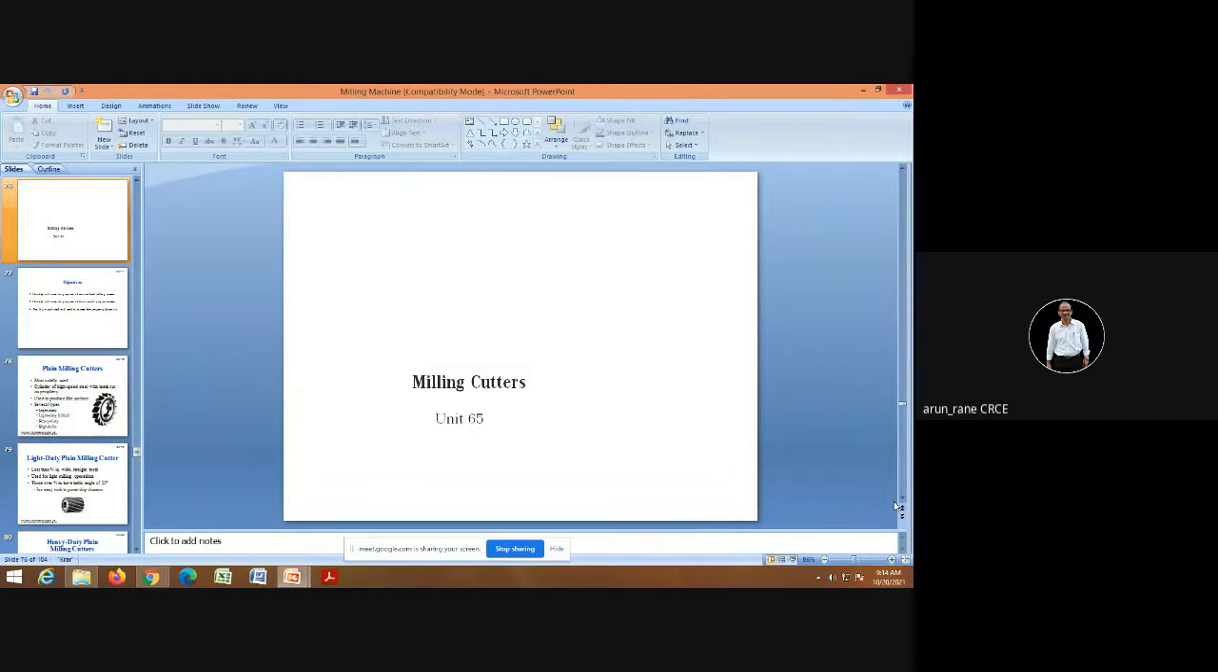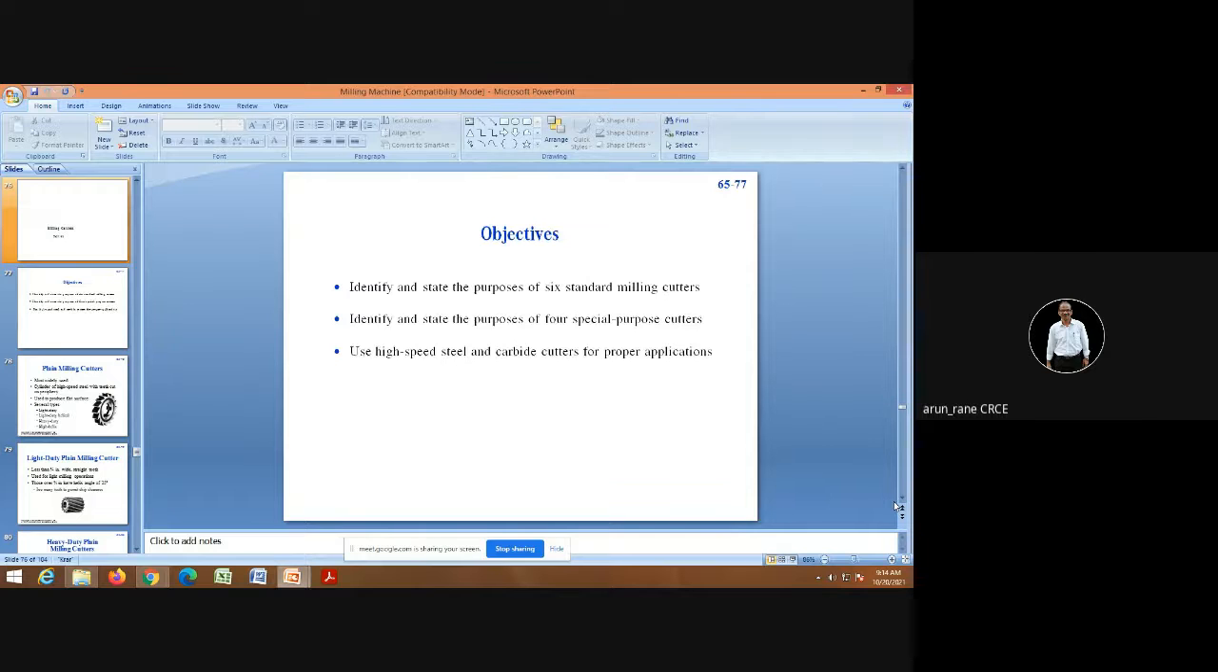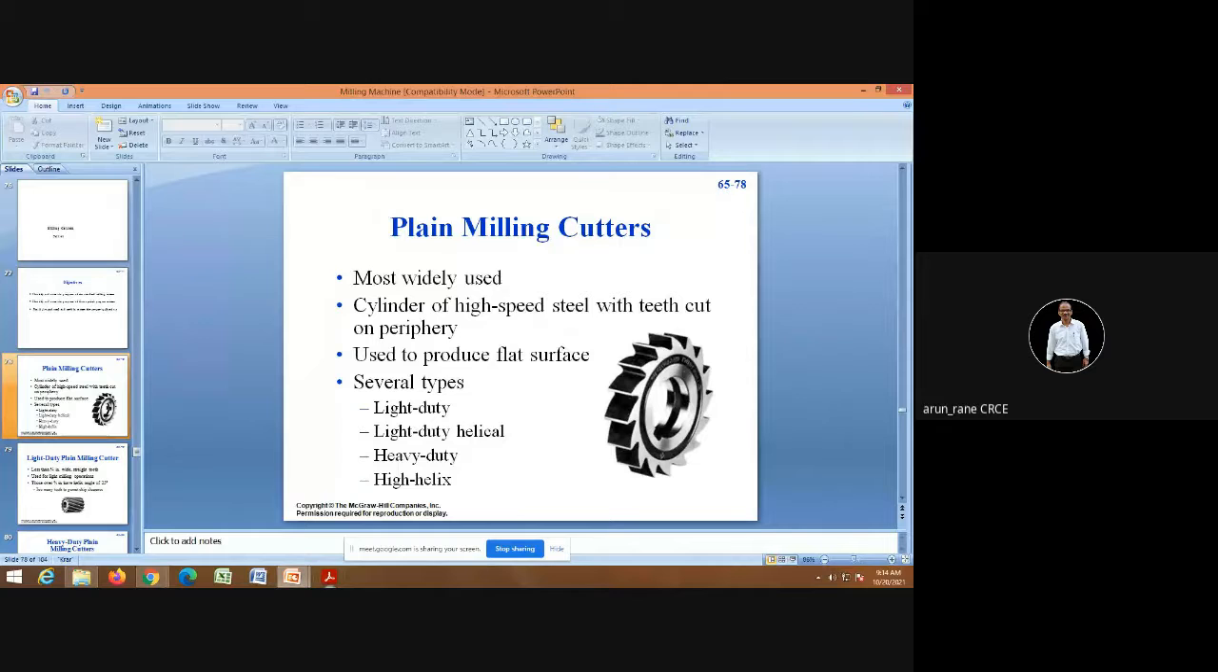So we were studying milling cutters. Again, this is important from examination point of view also for 5 marks. So there are many milling cutters, but we'll concentrate only on few important cutters. So this is a plain milling cutter. It is different from your side and face milling cutter.